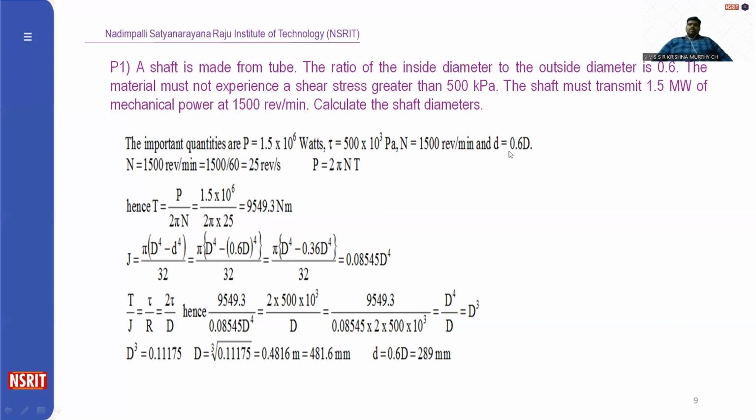We know that power is equal to 2πNT by 60. From that I can get the torque T as P by 2πN, so I got 9549.3 newton meter. And we know that J is the polar moment of inertia, that is π by 32 (D⁴ − d⁴), and the ratio I got is 0.00854. I know the torsional moment equation, T by J is equal to τ by R. On simplifying, I got the outer diameter D as 481.6 mm, and the inner diameter d is 0.6 times D, so 289 mm.